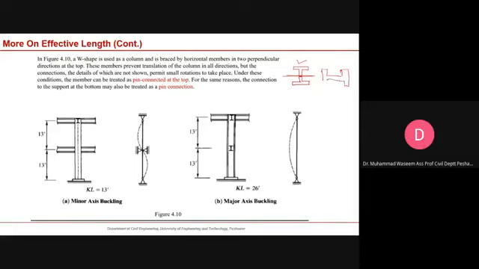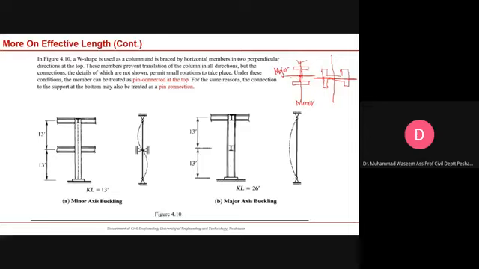If we place it this way, this is now your minor axis, and this is still your major axis. So in this scenario, let me draw the axis here. This is your minor axis and this is your major axis.